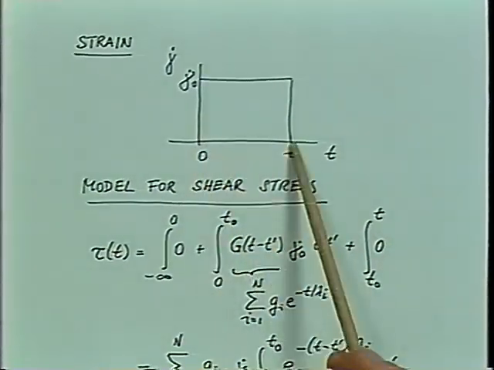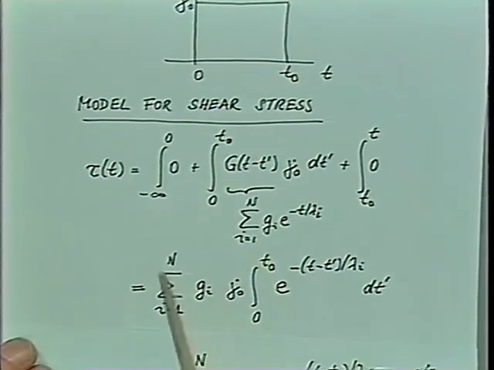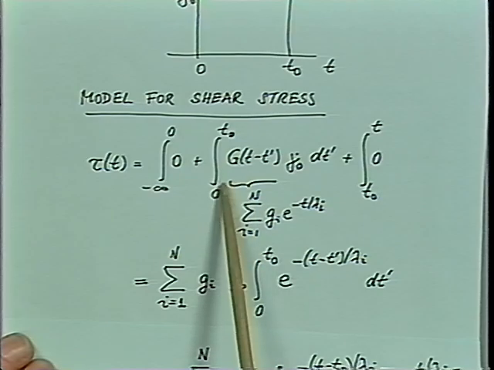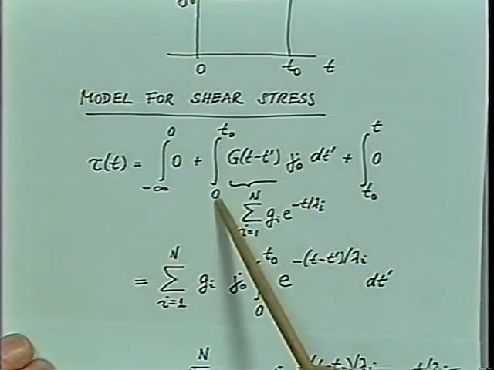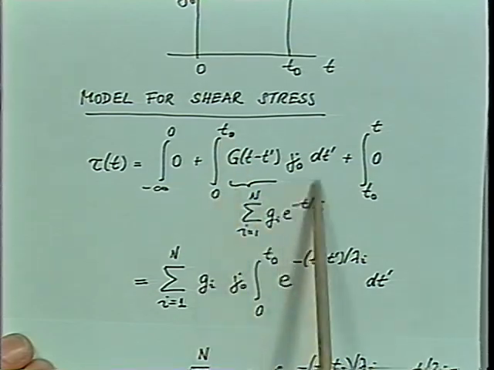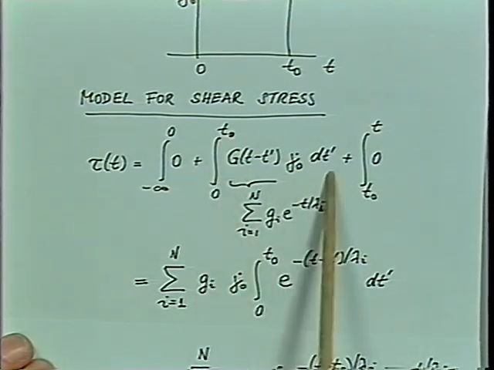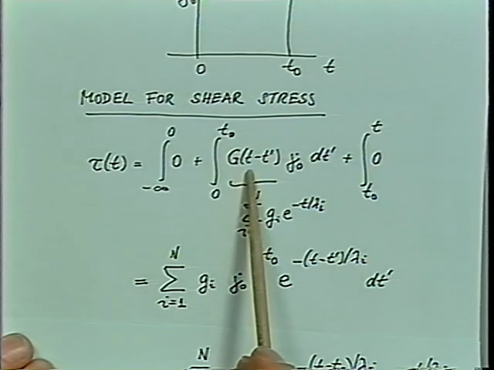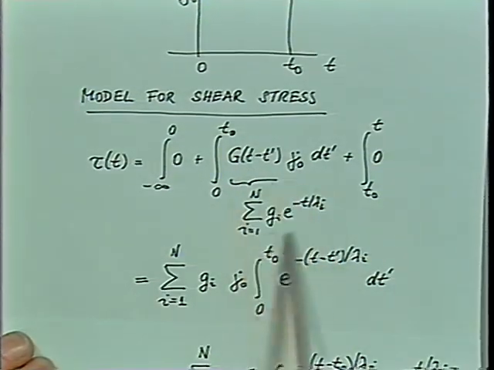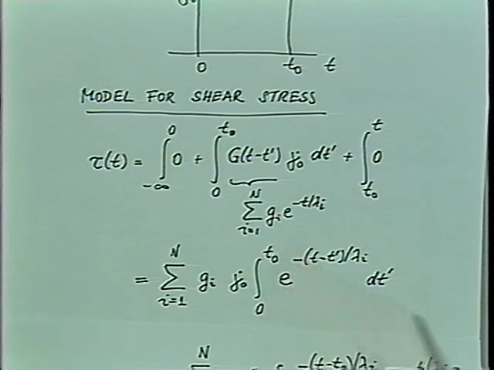Now, this period contributes then to the Boltzmann equation. Here's our integral from minus infinity to t, but only the period from 0 to t0 contributes in this Boltzmann equation. We replace now the relaxation modulus with the finite sum of relaxation modes, which we would get from our characterization of the sample.